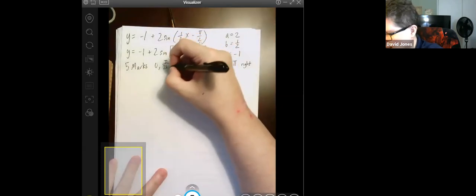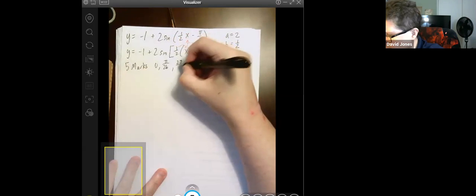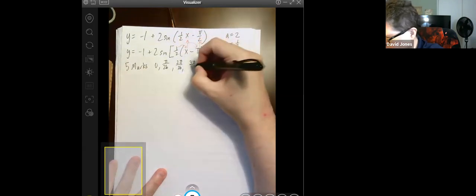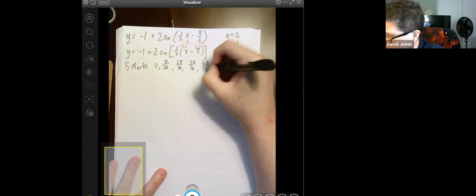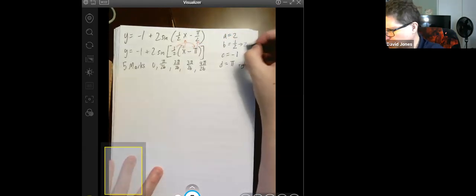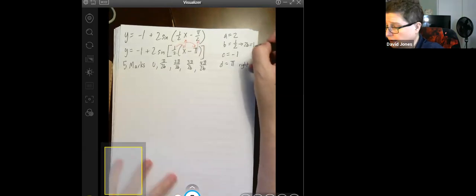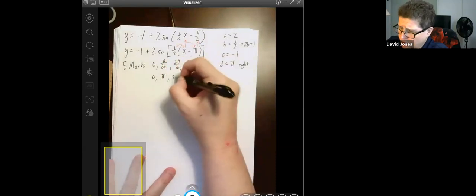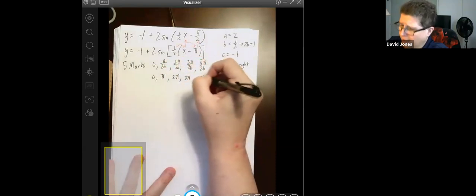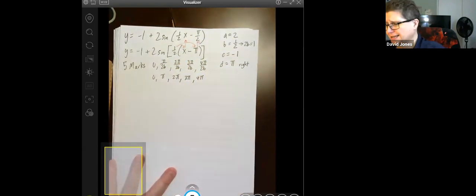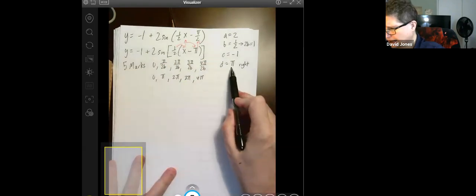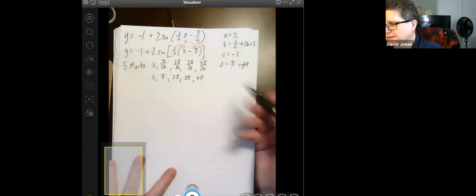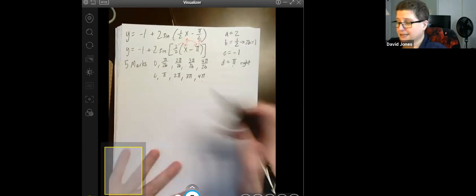Pi over 2b, 2 pi over 2b, 3 pi over 2b, 4 pi over 2b. If I multiply b by 2, 2 times 1/2 is 1, which means my marks are at 0, pi, 2 pi, 3 pi, and 4 pi. That's pretty nice. We're going to be shifting right by pi, and they're already in increments of pi, so I don't even need to rescale anything. This is good. I like this. This makes David happy.